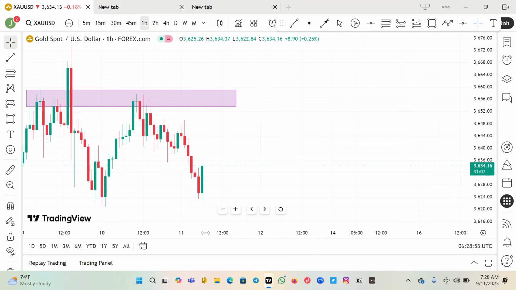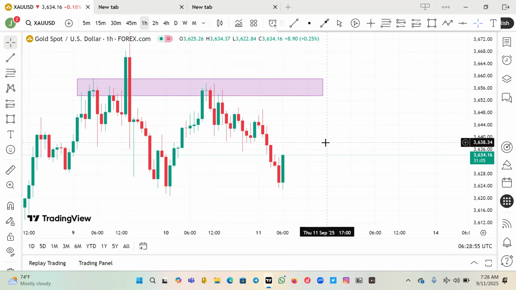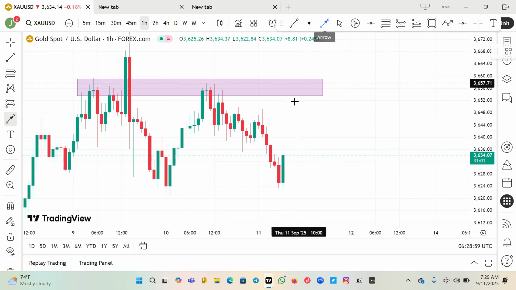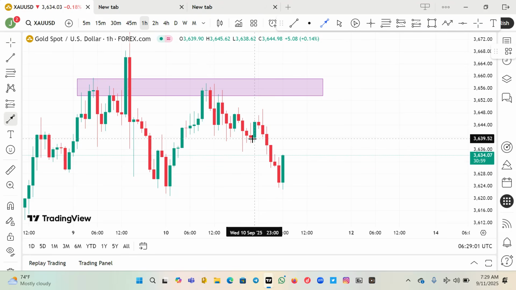Let's check. The market is reversing. Where is the most recent key level it created? Check now. You will see this was the most recent key level that was created there on the H1 time frame.